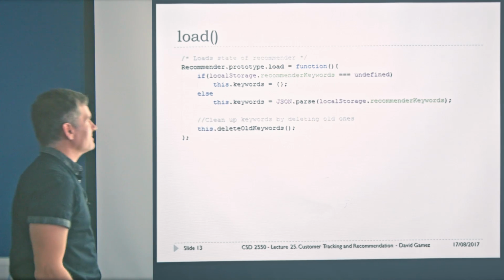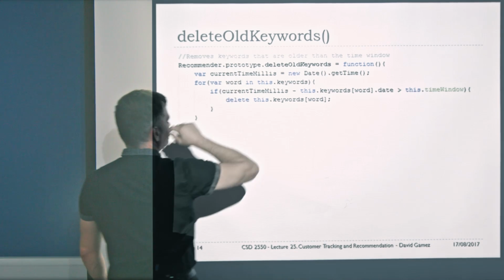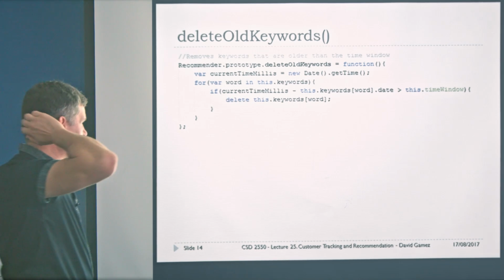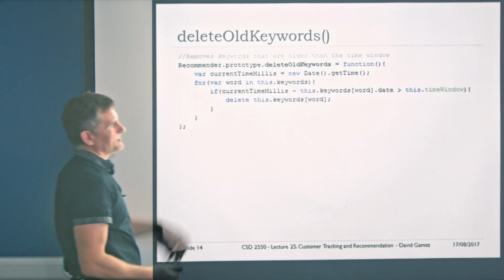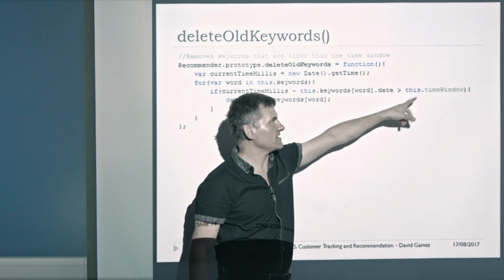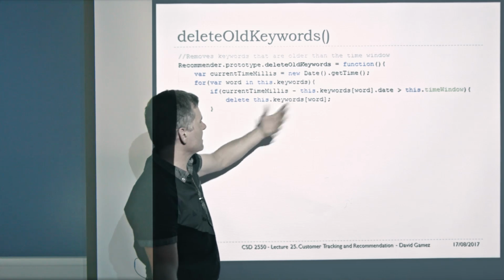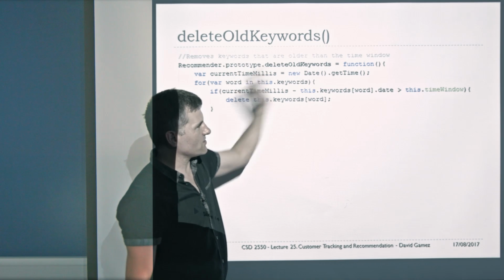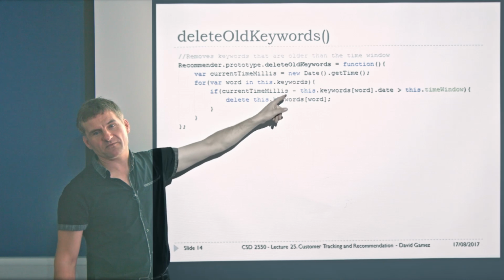And then we're going to call this delete old keywords method. And so what this does is get the current time, and work through all of the words that we've stored already, and see if any of these keywords are older than 10 seconds. This is the time window here. So this would be a week if it was a realistic time window. But because it's a demo, I don't want to wait a week between adding keywords, so I've set this to 10 seconds. So any keywords that are older than the time window are judged to be expired, and we're going to just delete them from our array of keywords.